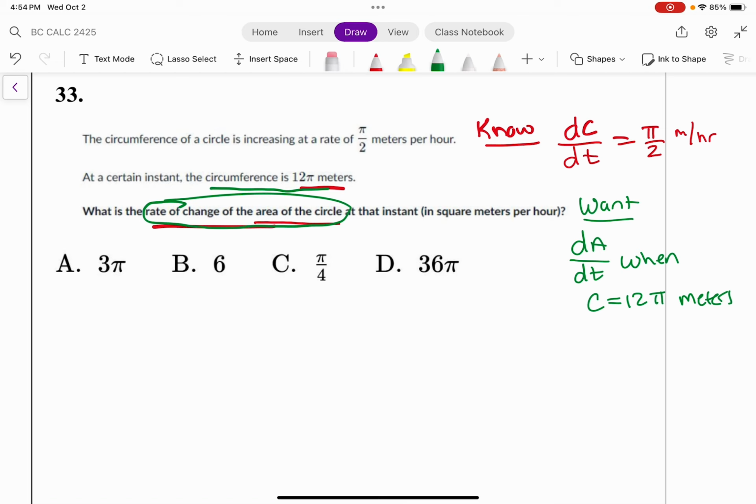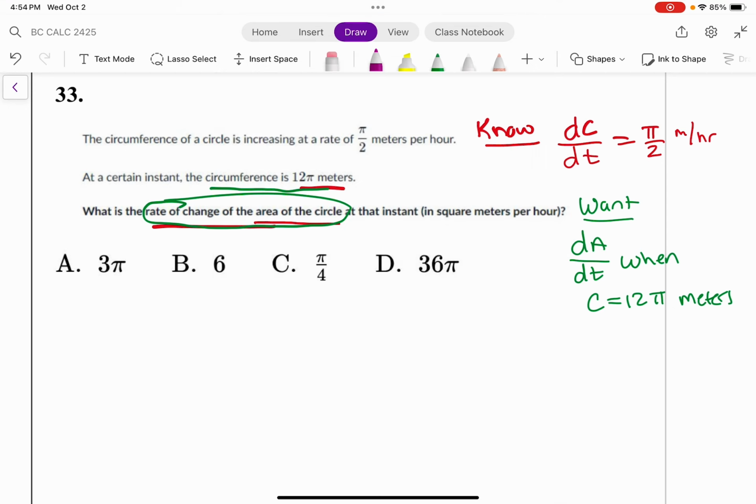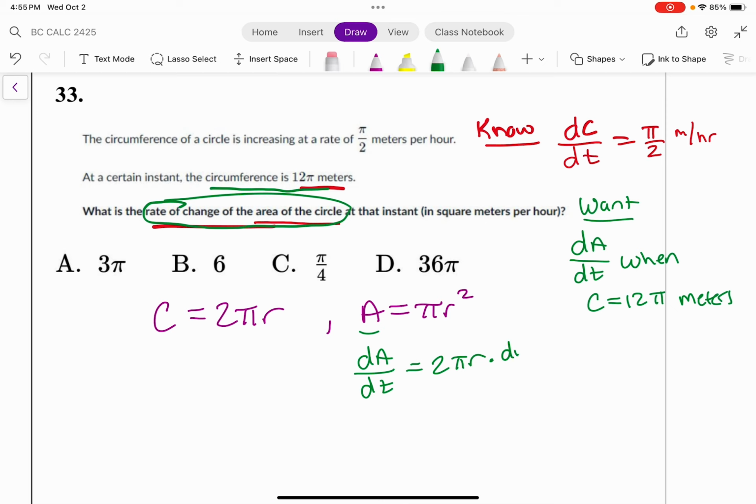All right, so how do we relate area to circumference? Because that's kind of the thing. The variables are A and C. Well, first, let's just write out what the formula is. So the circumference is 2 pi r, and the area of a circle is pi r squared. So let's just do a little calculus here. dA/dt becomes 2 pi r times dr/dt.